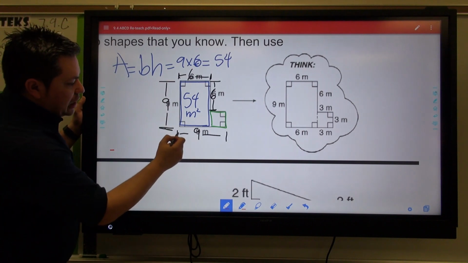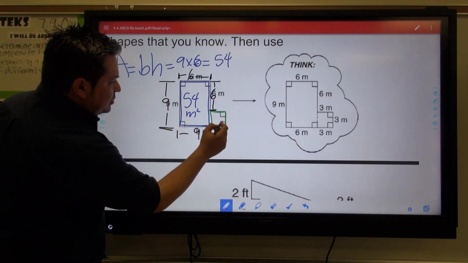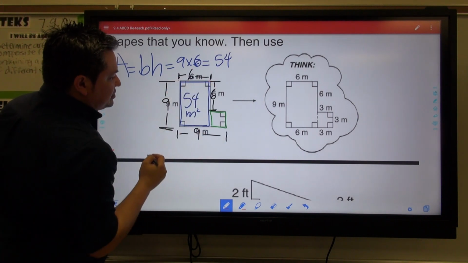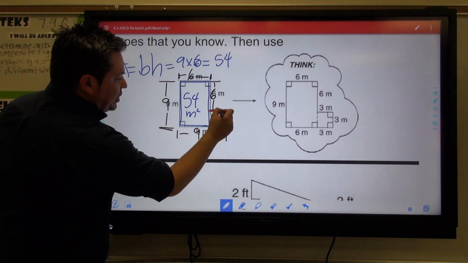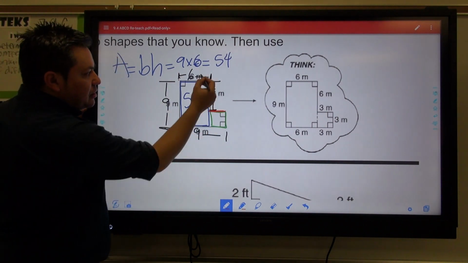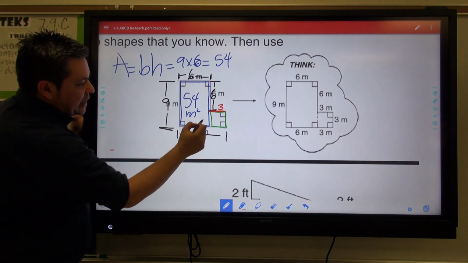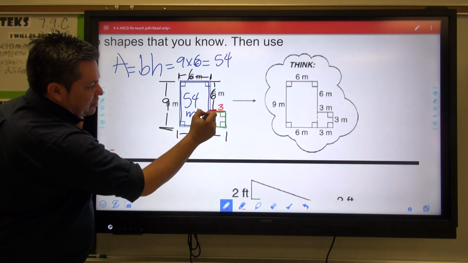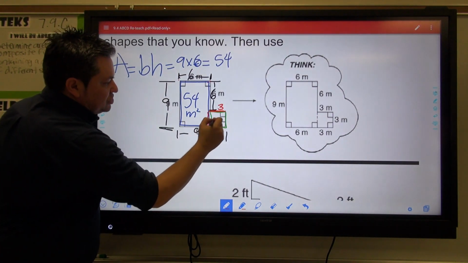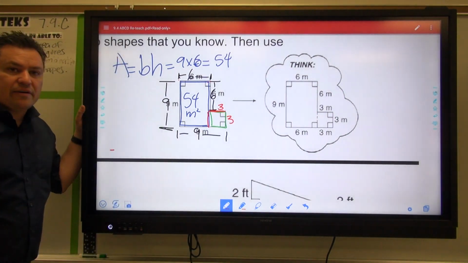Now, if from here to here is 9, and this is 6, how much is this right here? 3. It's just 9 minus 6, so this is 3. Now, from here to here is 9. From here to here is 6. How much is from here to here? 3. So it seems like it is a square after all.